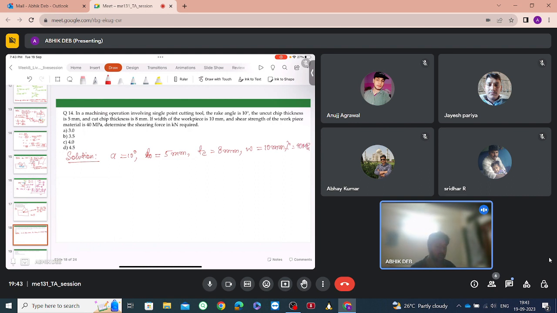So how will we go about this? What do we have to find first? Before going to what we have to find, we have to go for a back calculation. We have to determine the shear force ultimately. So shear force is shear strength multiplied by the shear area. Shear strength we know. So what is this shear area?